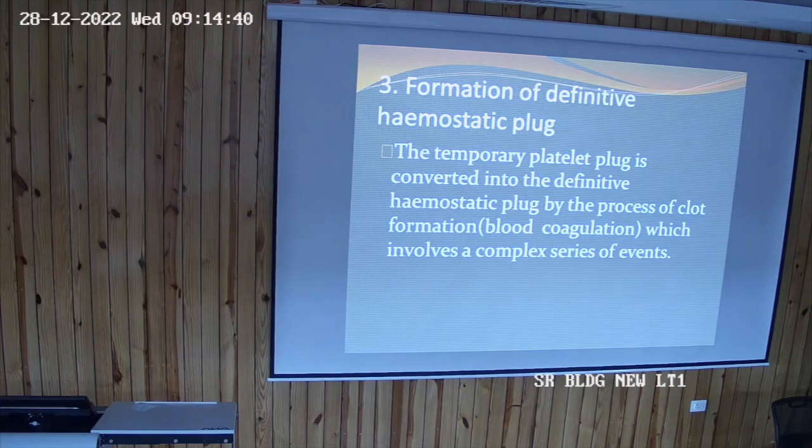Other than these, there is the presence of actin and myosin. Plus, a special protein is present in the platelet, that is thrombosthenin. Now these three proteins, actin, myosin, thrombosthenin, are responsible for the contractile nature of the platelet. Now, what is the role of this contractile nature of the platelet? That comes in clot retraction.